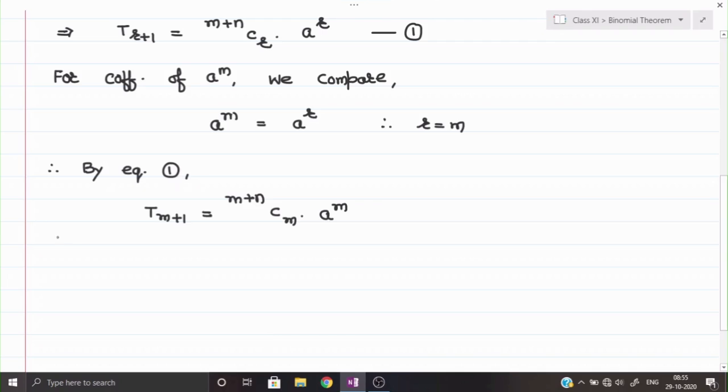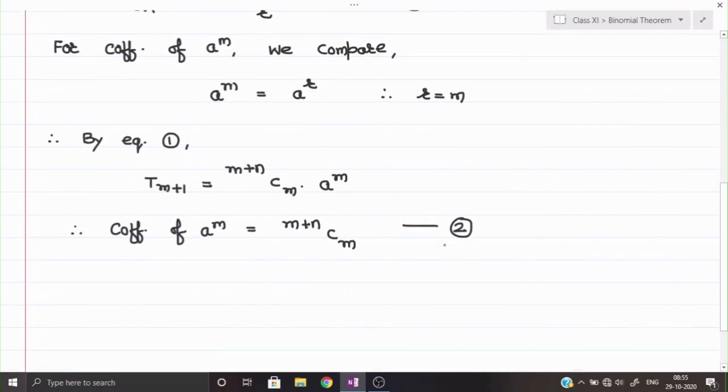So we can say that therefore coefficient of a to the power m is equal to m plus n c m. Okay, now here one more thing is remaining, that we need to find out the coefficient of a to the power n also. Okay, so this one we can give it as equation number 2. Now we shall find out the coefficient of a to the power n.